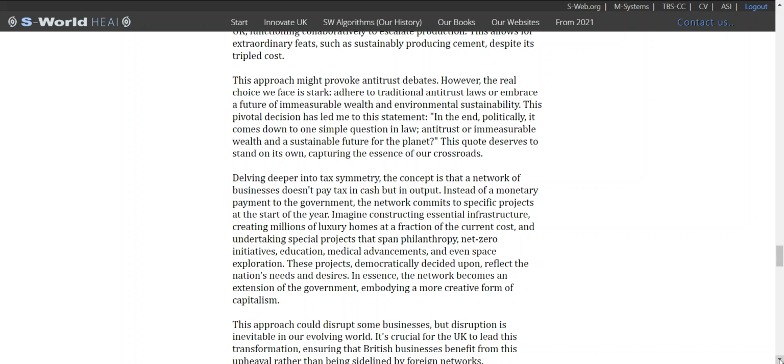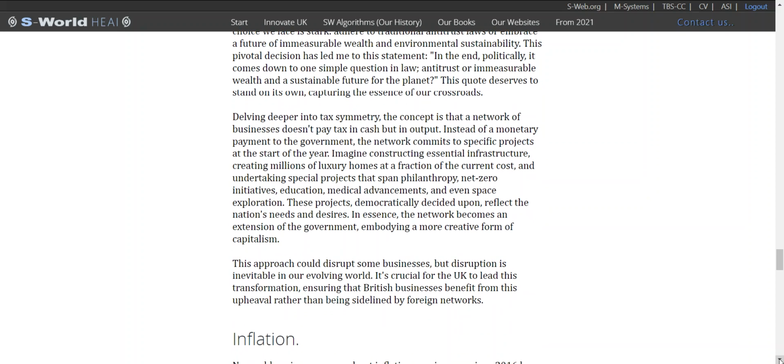In the end, politically, it comes down to one simple question in law: antitrust or immeasurable wealth and a sustainable future for the planet. This quote deserves to stand on its own, capturing the essence of our crossroads. What I'm saying here is, if anyone throws up the antitrust, well, yes, you can apply that, but why would you? It's not for the good of the country to do it. Okay, that's the end of that.